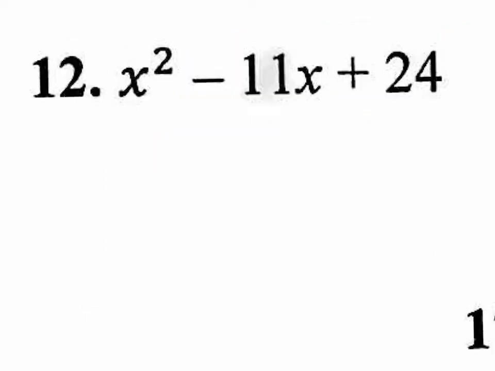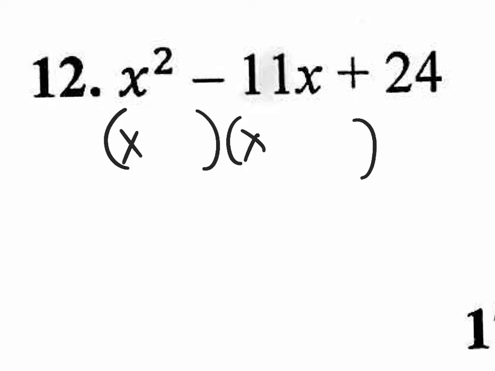Set up the answer format, and then you simply think what times what is 24 that if you add together is negative 11. Now, if you see it right off the bat, you don't have to make a list. So I'm just going to make a list for all those that are struggling. 1 times 24, 2 times 12, 3 times 8, 4 times 6. Those are all the possible ways.